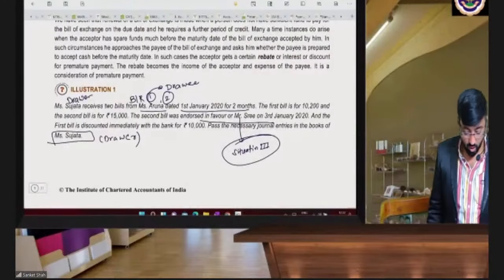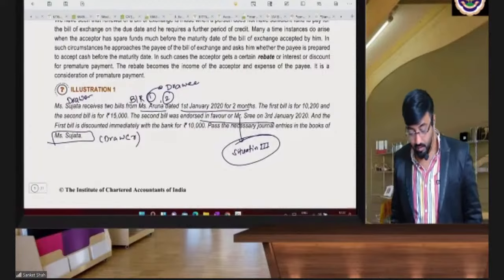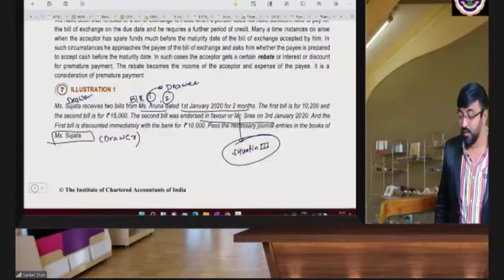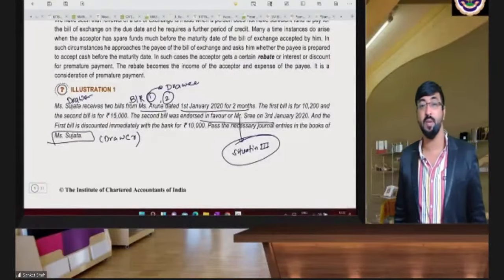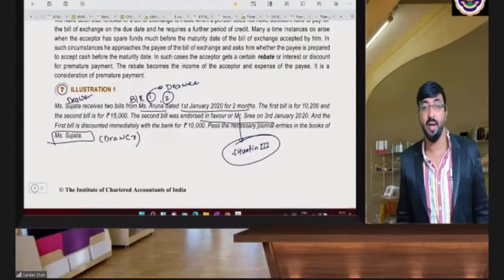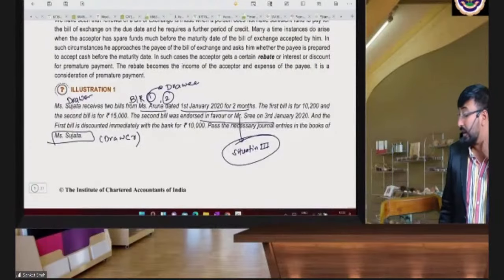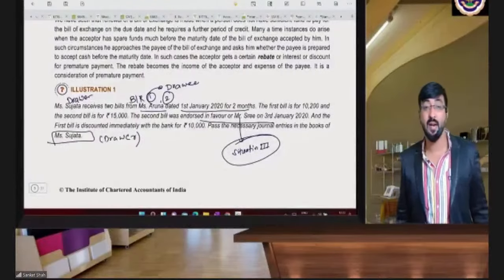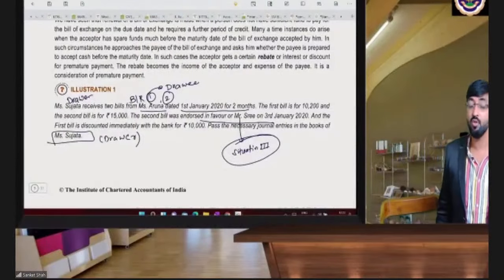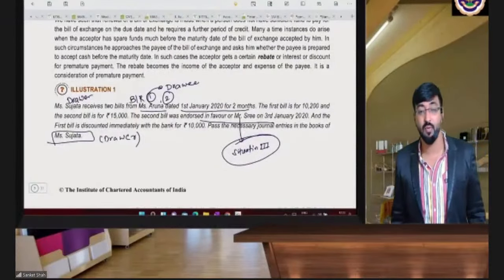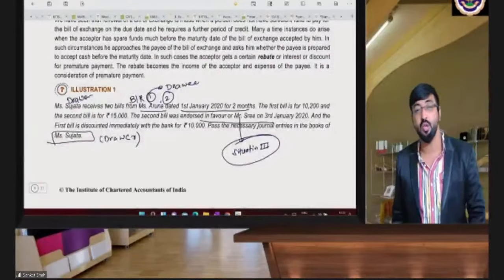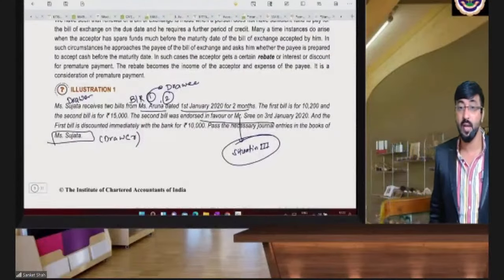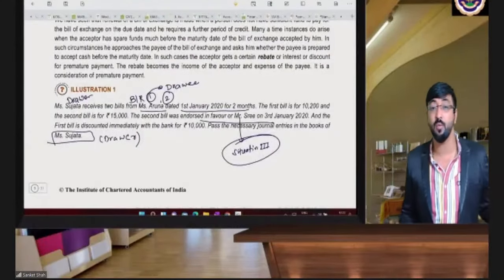No, Manisha, it's not possible. The second bill was endorsed in favor of Mr. Sri. So what will be the entry? Bills receivable is credited, and Sri is the receiver. So Sri account debit to bills receivable number 2.